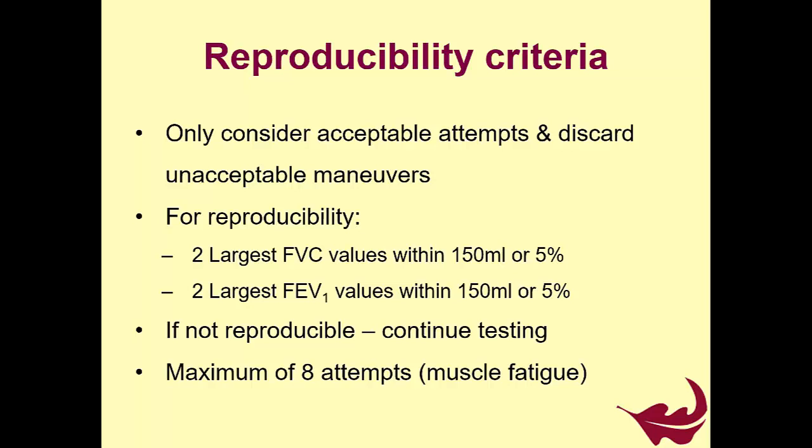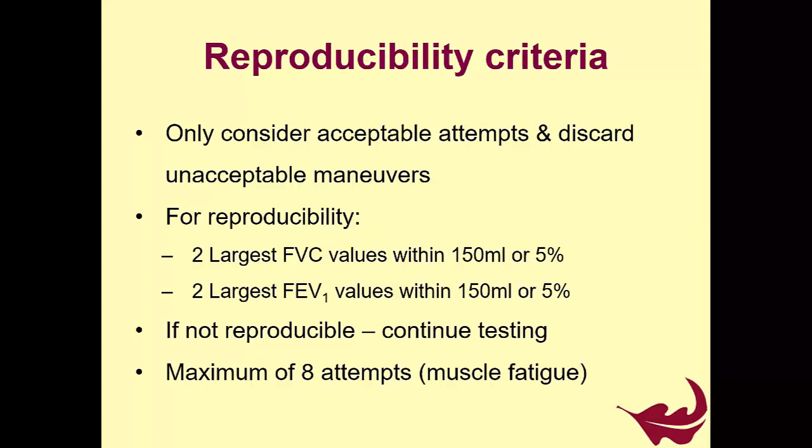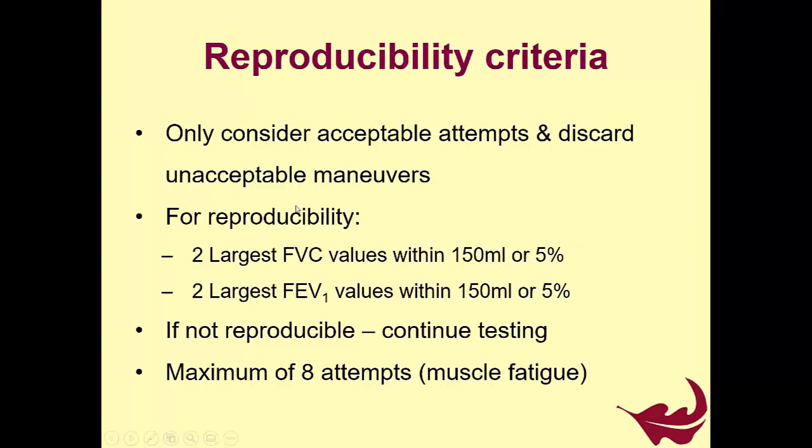Once we've got multiple acceptable curves, we look at the reproducibility criteria, the repeatability criteria, and we only consider those that are acceptable. We discard all the unacceptable maneuvers. And for reproducibility, we then look at the two largest FVC and FEV1 values, and you can see that these remain unchanged in the new guidelines, 150 mils or 5%. Obviously, if you don't have reproducibility, then you need to continue testing.